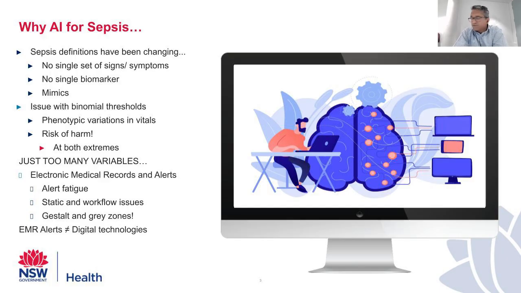which could be, even in age groups more than 70, a systolic blood pressure of 180, which could be normal for them. And this results in a significant risk of harm at both extremes of age, plus in patients who are on medications who might not have the symptomatology or have altered physiology. All in all, it's just way too many variables when it comes to diagnosing sepsis.